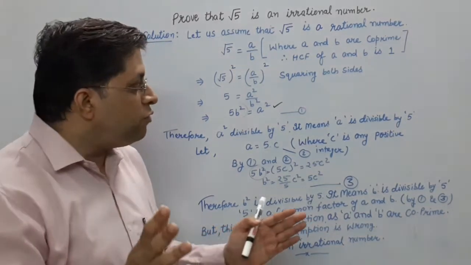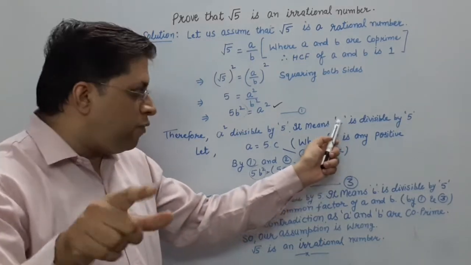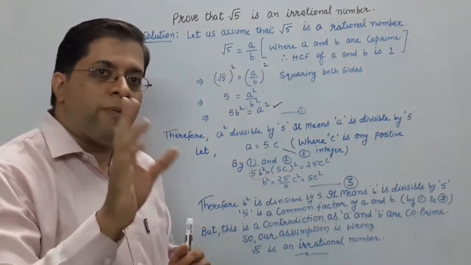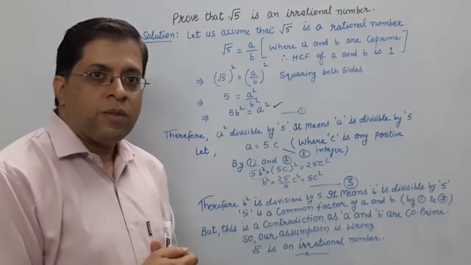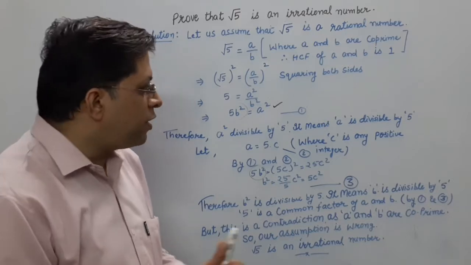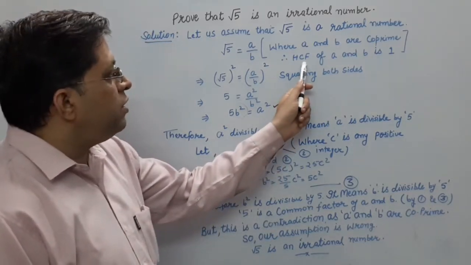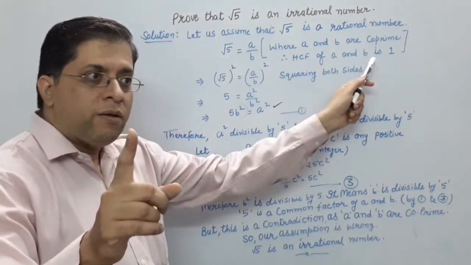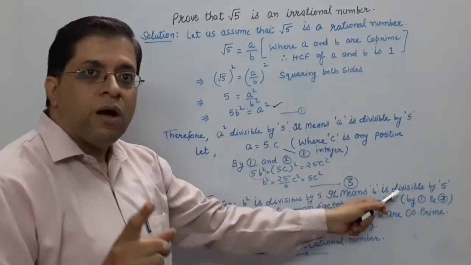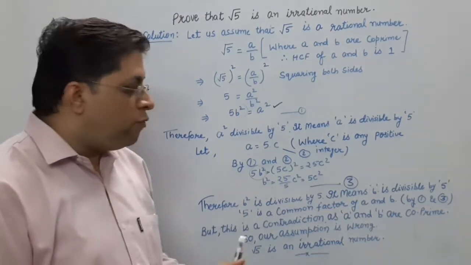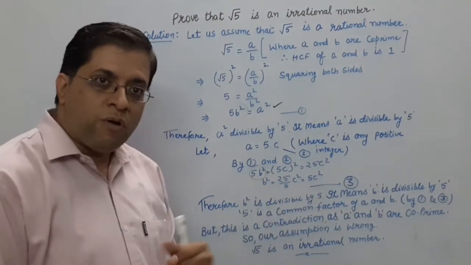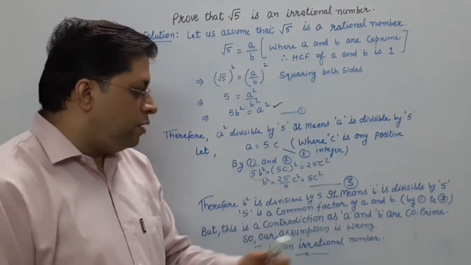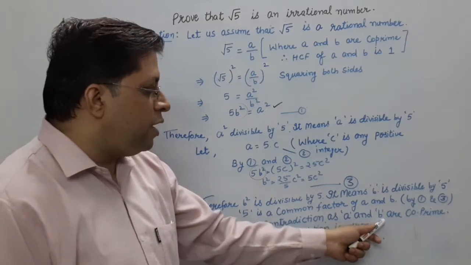Now here you see, a is divisible by 5 and b is also divisible by 5. It means 5 is a common factor of a and b. But we have seen that a and b are co-prime and the common factor is only 1. Here the common factor is other than 1 also. It means whatever we are thinking is wrong. Here is a contradiction.